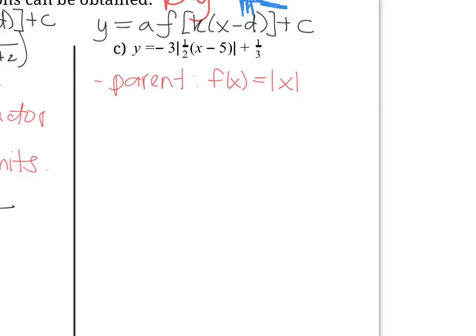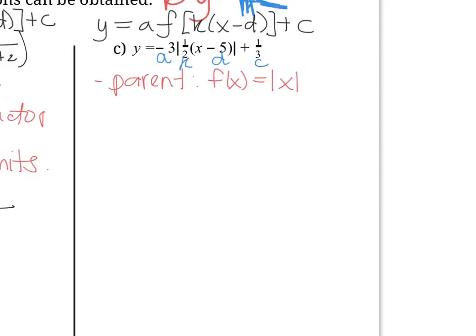K, D, and C. So this number is getting multiplied outside of these absolute value signs, so it's outside of the function, so this must be our a value. We have another number being multiplied directly to the x inside the absolute value signs, so inside the function, so it must be our k value. We have a number being subtracted from our x coordinate, so we know that this must be our d value. And finally, we have a number being added outside those absolute value signs, so outside of the function, and that is our c value.